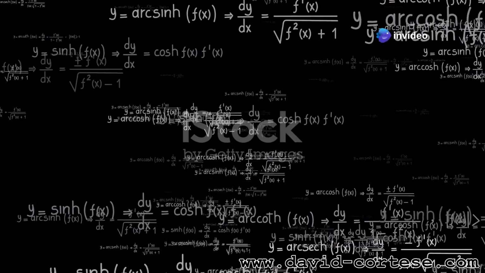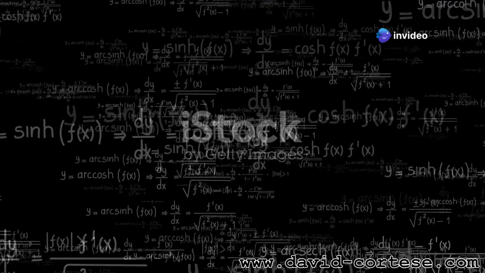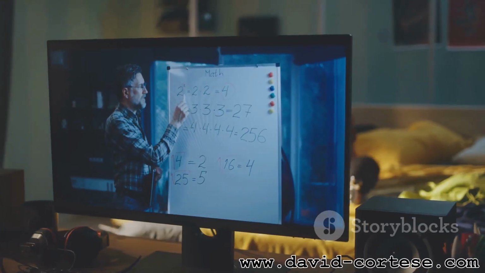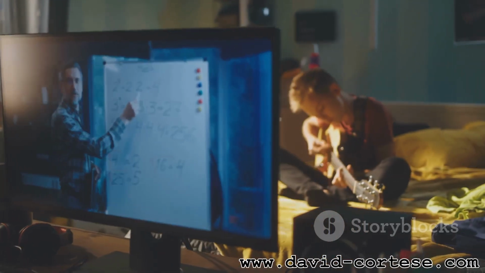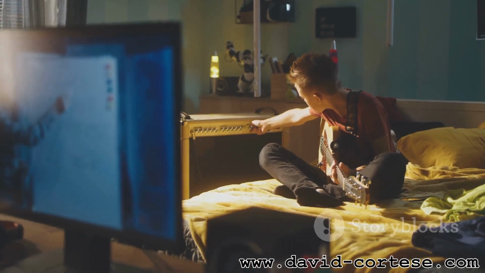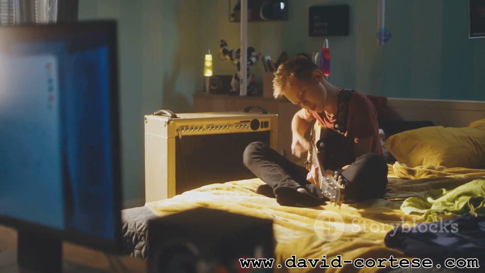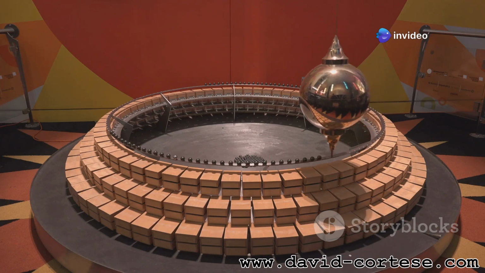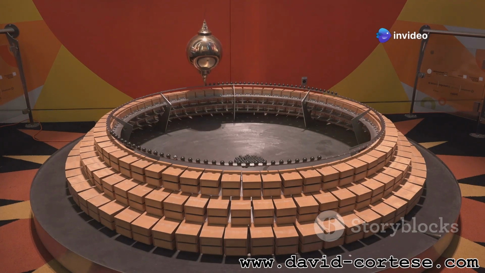Section 6. Derivatives in action: modeling our dynamic world. Derivatives are not just abstract mathematical tools, they are incredibly useful for modeling and understanding our dynamic world. One of the most direct applications is in physics, particularly in the study of motion.